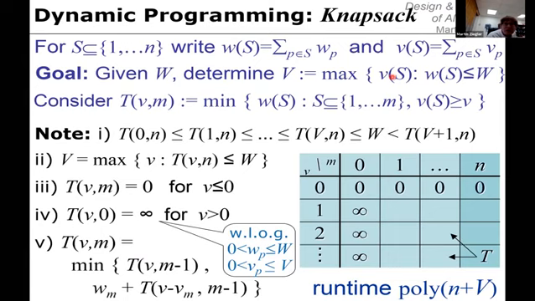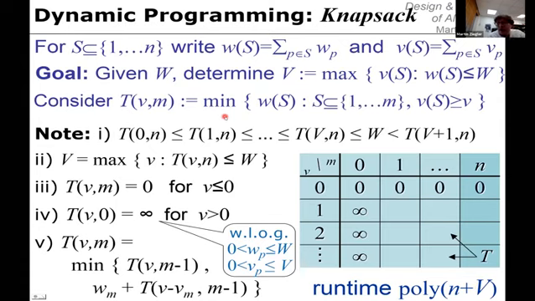This is sometimes called output sensitive analysis, where the runtime of an algorithm is analyzed in dependence on the length of the input, like n here, but also in dependence on the output. And this is what happens here. It's actually polynomial in the value of the output. And this is why it's called a strongly polynomial time algorithm.